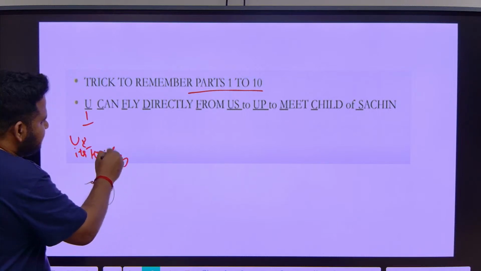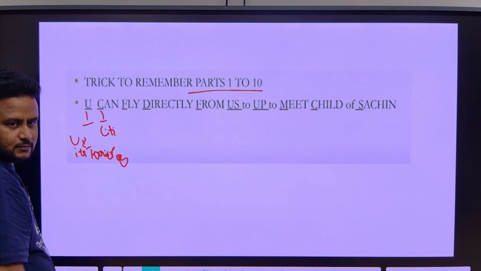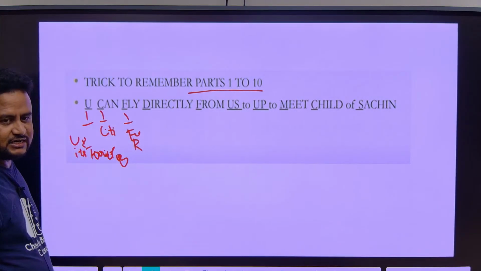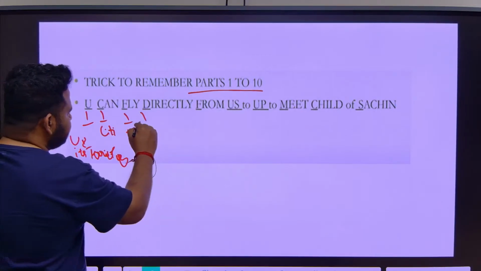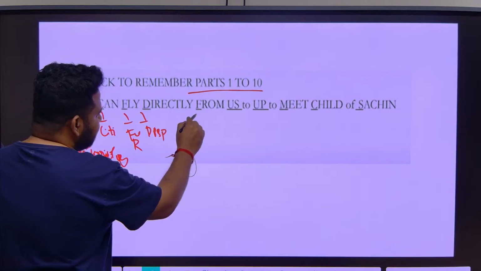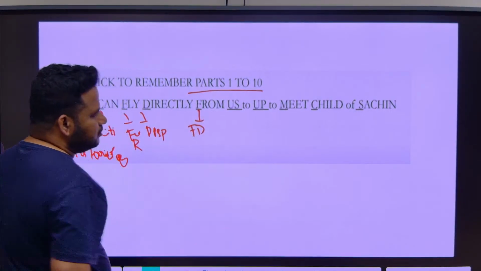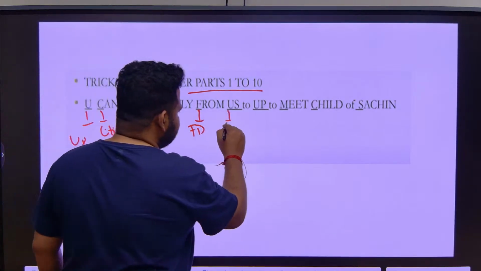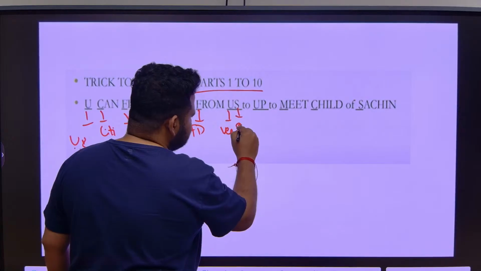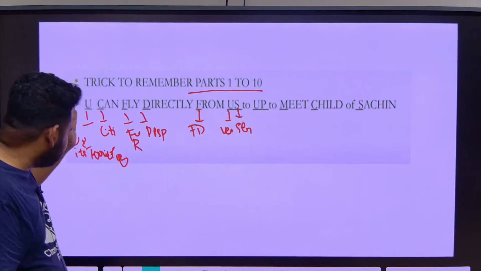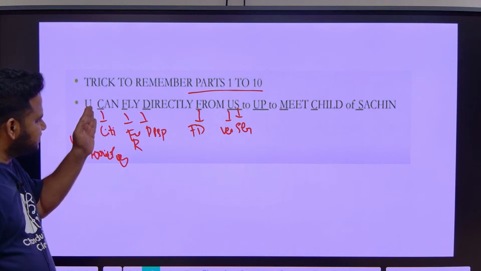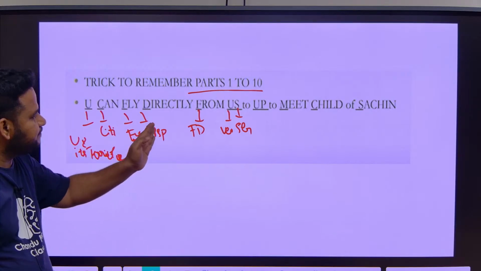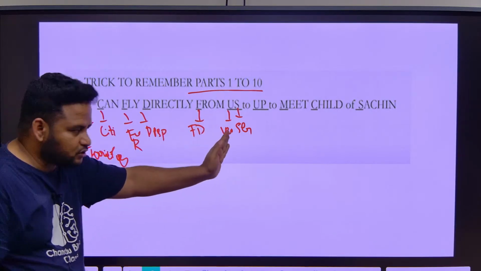C stands for what? Citizenship. F stands for what? Fundamental rights. D stands for DPSP, Directive Principles of State Policy. Again F is coming, this stands for fundamental duties. Here U stands for Union government, and along with it S stands for state government. Clear? Here U is Union and its territory, then citizenship, fundamental rights, DPSP, fundamental duties, Union government, state government.